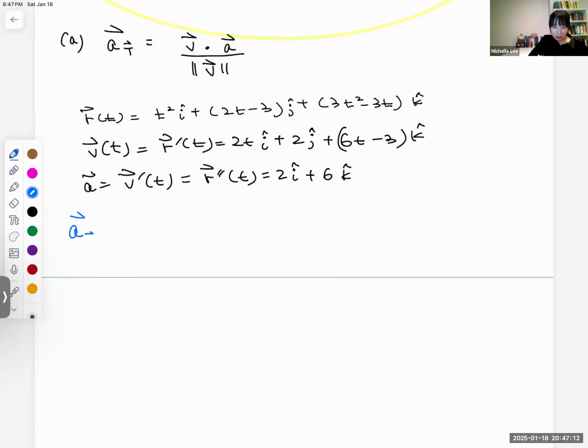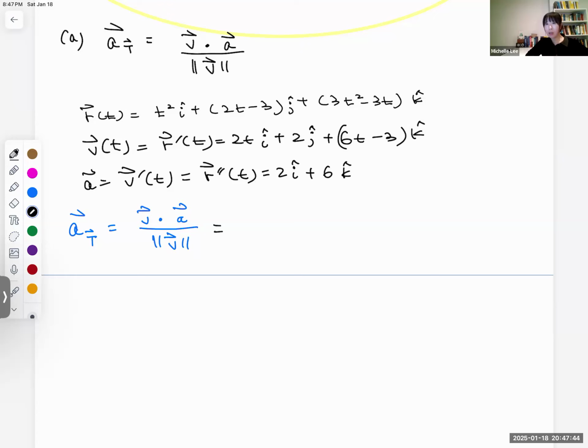Tangential acceleration: the dot product of velocity with acceleration, over the magnitude of the velocity, right? Someone might confuse this with just vector v, because we've been using that, right? So this is a velocity vector. The dot product gives us a scalar, so we don't carry the ijk vectors.